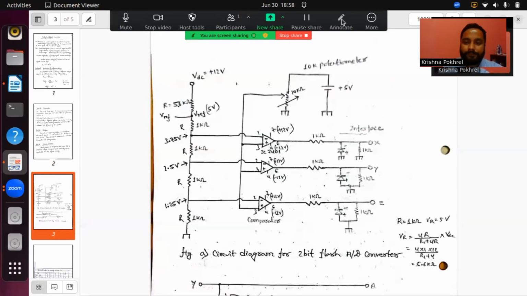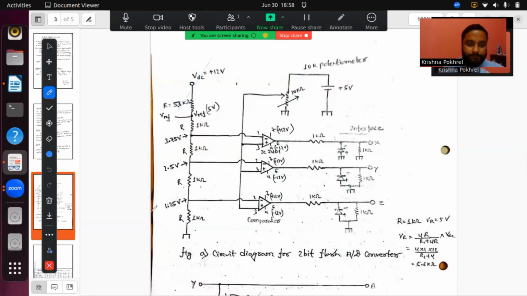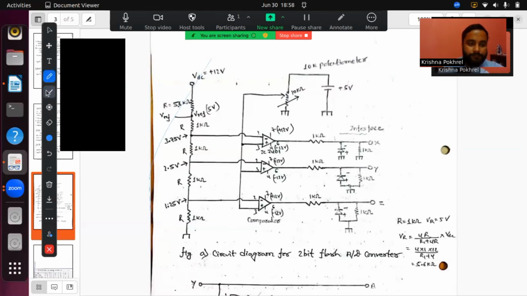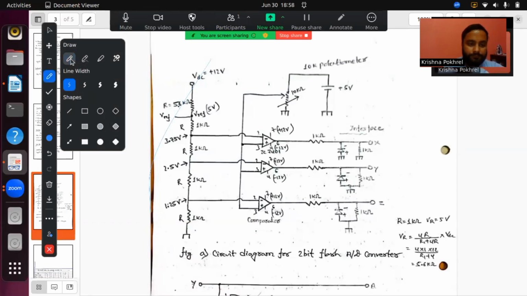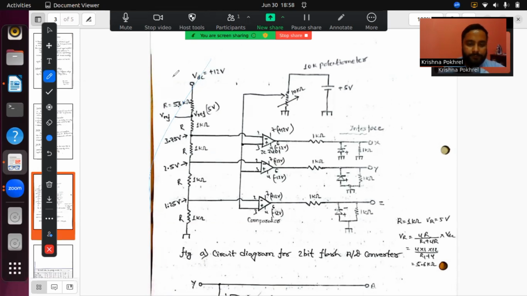As you can see here, in this first part we are giving 12 volt and we are using several resistors in such a way that we have used R equal to 5.6 kilo ohm here, and here we have used R equal to 1 kilo ohm, 1 kilo ohm, 1 kilo ohm, and 1 kilo ohm, such that at this point, if we supply a 12 volt DC voltage from here, then we will get 5 volt here.